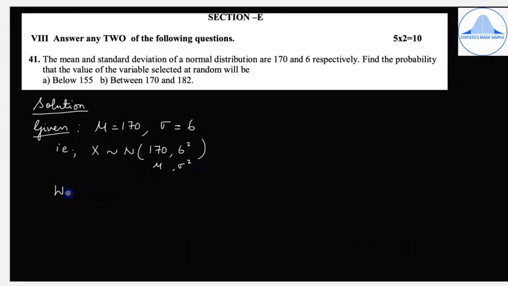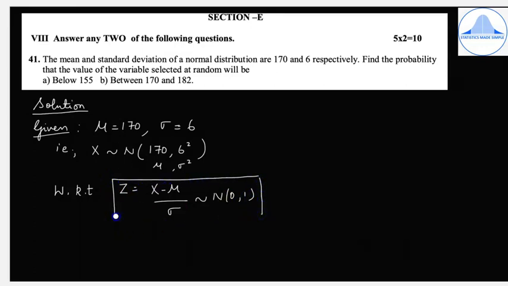Next is to write the formula for the standard normal variate. So we know that Z is equal to X minus mu divided by sigma, which follows normal 0, 1. So it's important to write this formula. Even if you go wrong in the problem, you will get at least 1 mark for this formula. After this, let us start with the first subdivision.